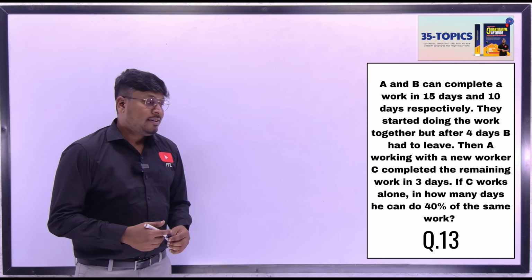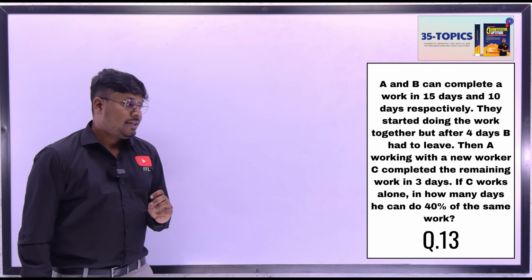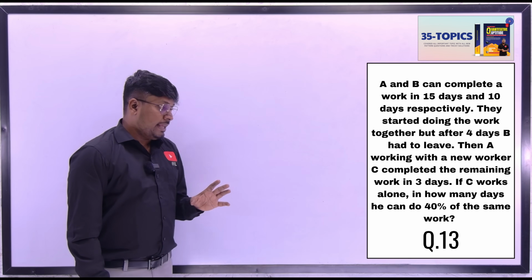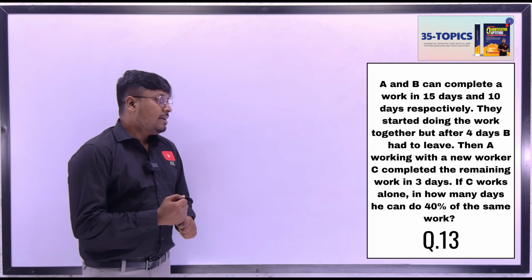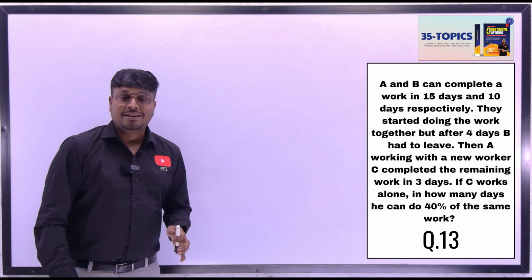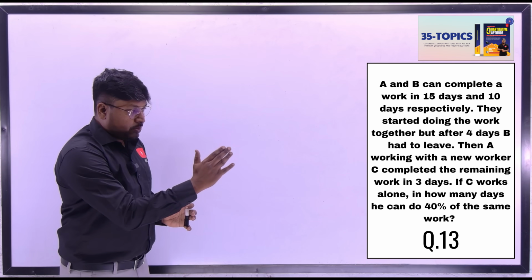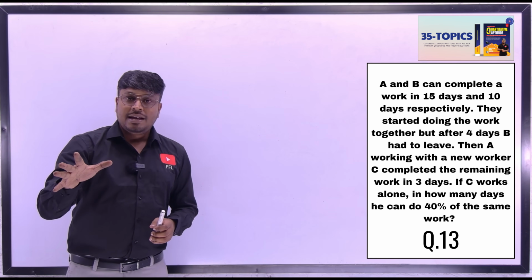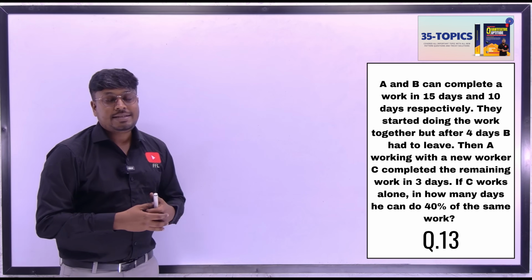Question number 13. A and B can complete a work in 15 days and 10 days respectively. They started doing the work together, but after 4 days B had to leave. Then A, working with the new worker C, completed the remaining work in 3 days. If C works alone, in how many days can he do 40% of the work? Again, the question is based on some percentage value, but it is an interesting question, because A and B were working, and then after 4 days B leaves. Again A is working with C for some days, and then the total work has been completed. Our target is to find, if C alone was working, how many days they take to complete the work.